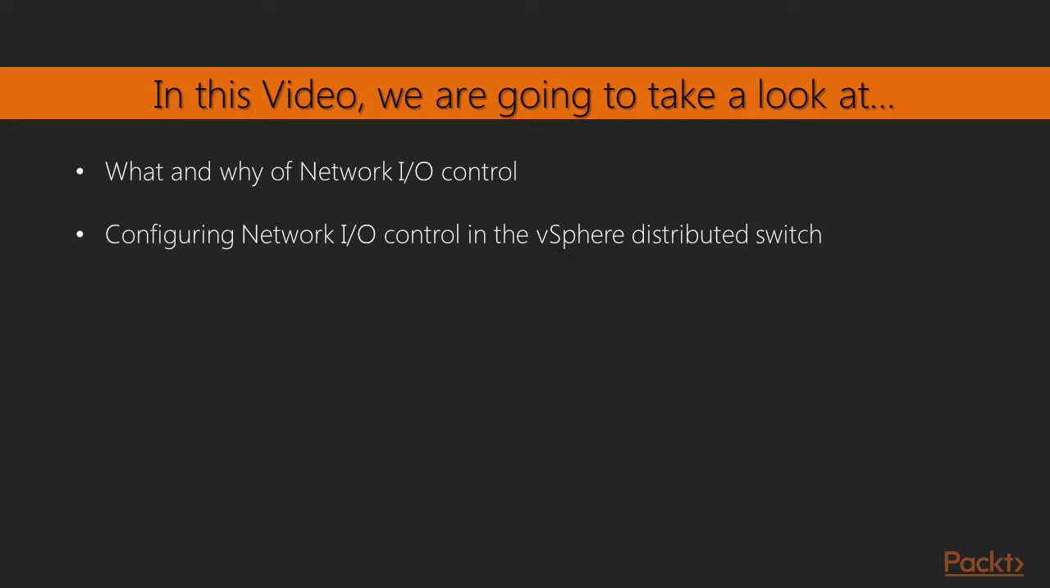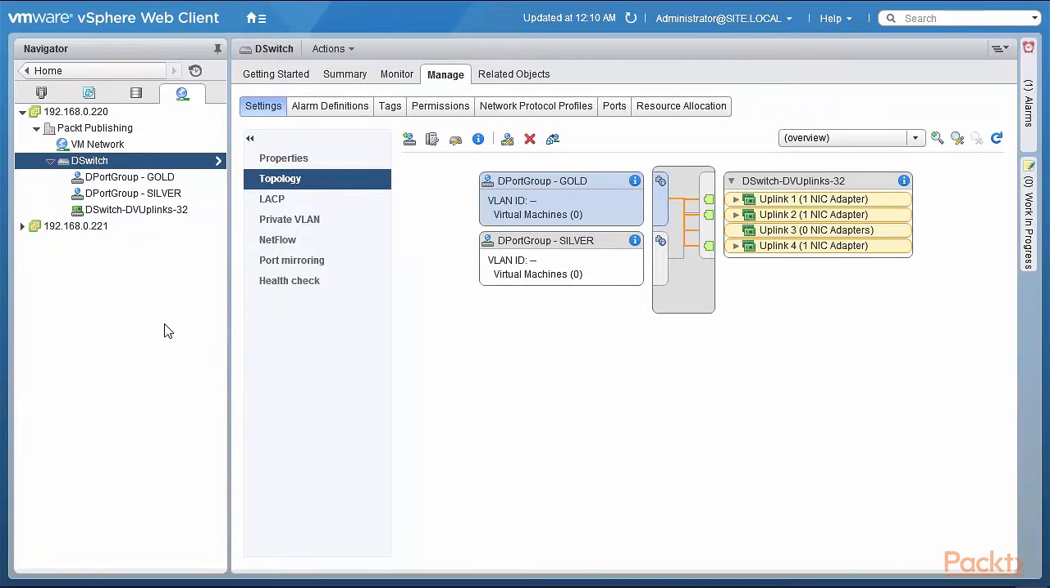We are going to now configure Network I/O Control version 3 in the vSphere distributed switch. So we are now at the vSphere web client. I have created a distributed switch, and it has two port groups. One is called DPortGroup Gold, and the second port group is called DPortGroup Silver.